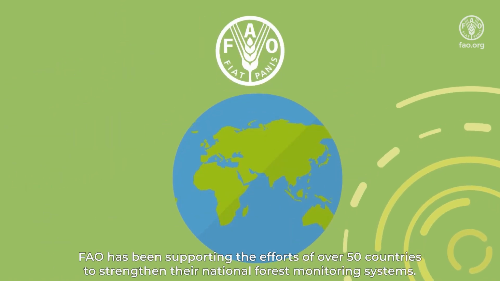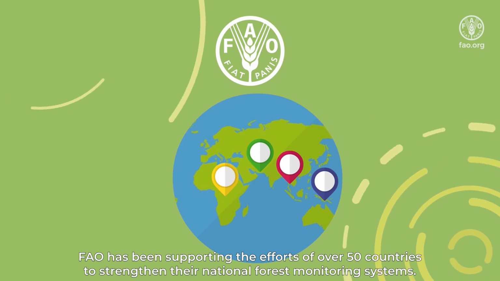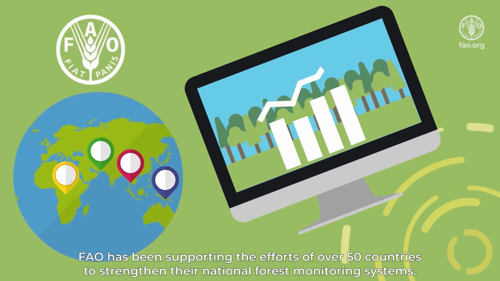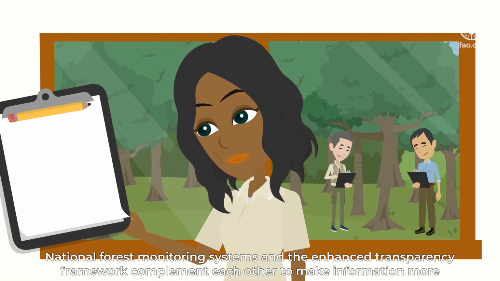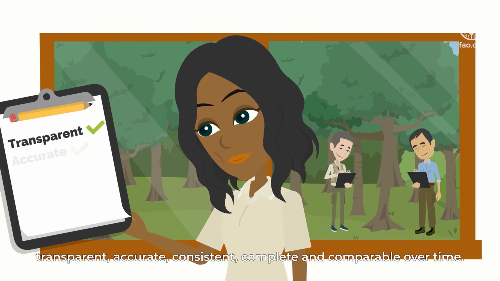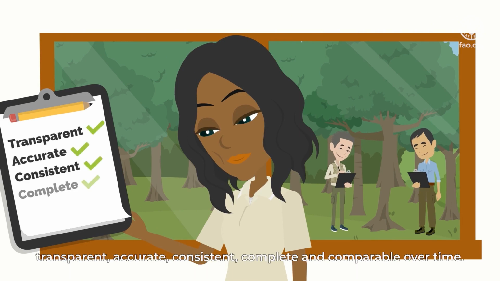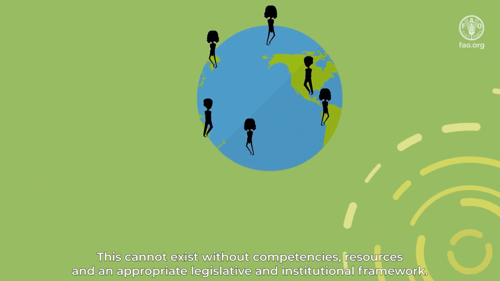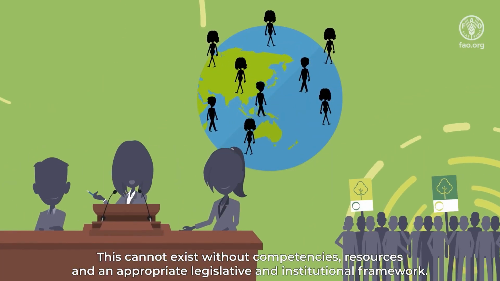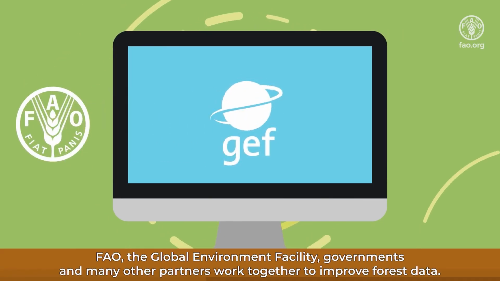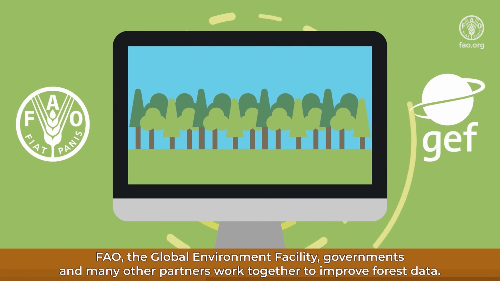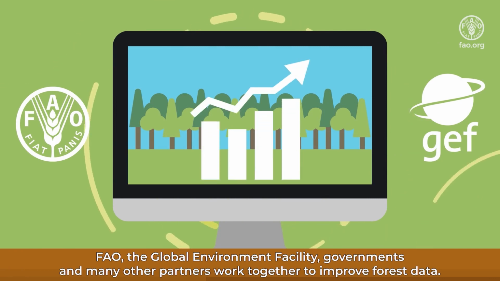FAO has been supporting the efforts of over 50 countries to strengthen their national forest monitoring systems. National forest monitoring systems and the Enhanced Transparency Framework complement each other to make information more transparent, accurate, consistent, complete, and comparable over time. This cannot exist without competencies, resources, and an appropriate legislative and institutional framework. FAO, the Global Environment Facility, governments, and many other partners work together to improve forest data.